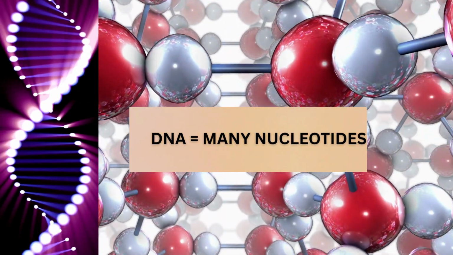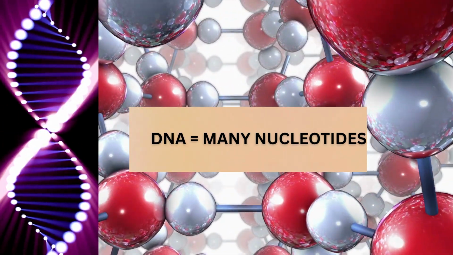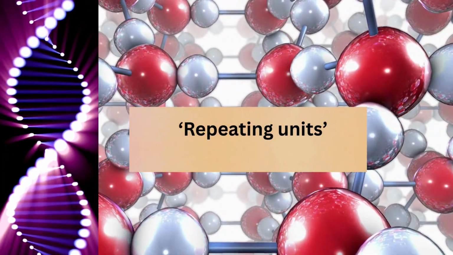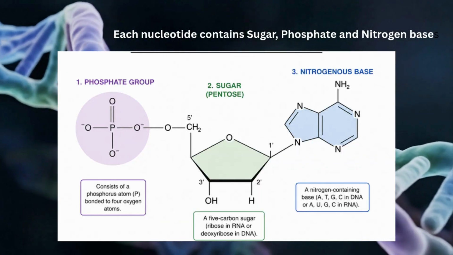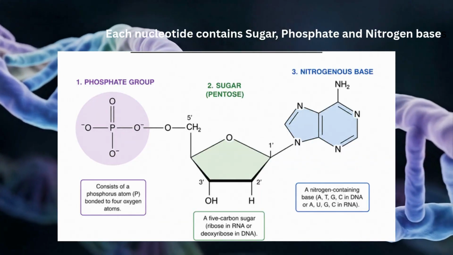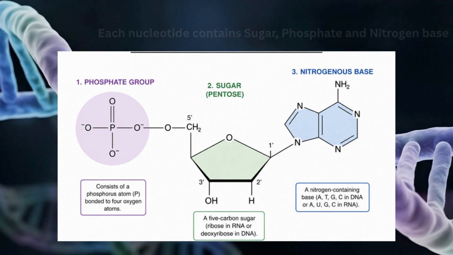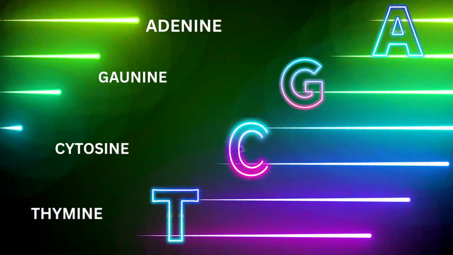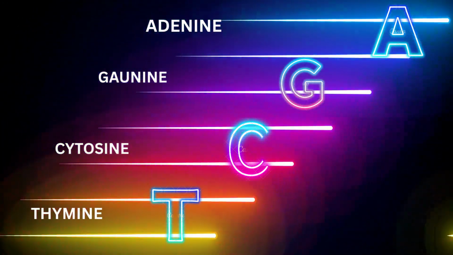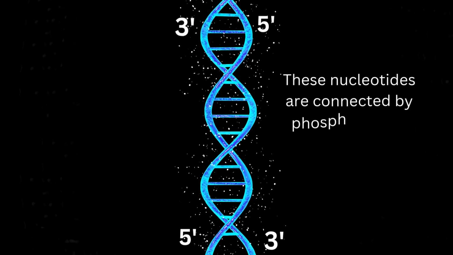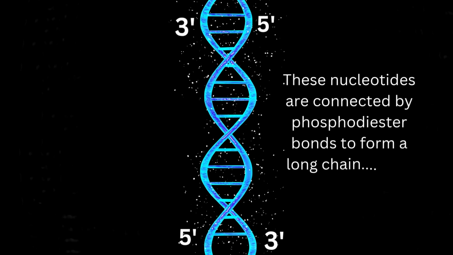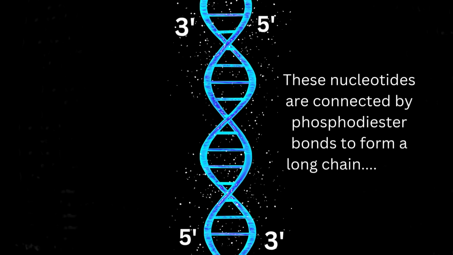DNA is a polymer of deoxyribonucleotides. This means it is made up of repeating units called nucleotides. Each nucleotide contains a nitrogen base, a sugar, and a phosphate group. The four types of nucleotides are adenine, guanine, cytosine, and thymine. These nucleotides are connected by 3'-5' phosphodiester bonds to form a long chain.